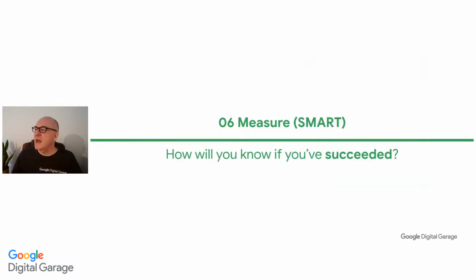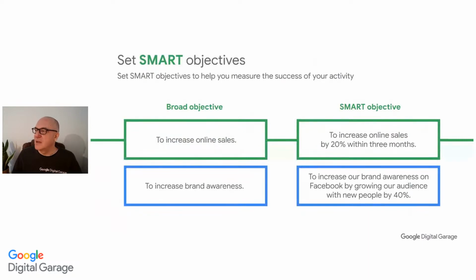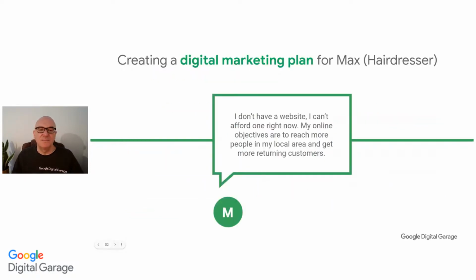And then you're going to measure that through the SMART method to help you measure the success of your activity. So you're always on about the concept of measuring your success. So a SMART objective, if we want to increase our online sales, is to increase our online sales by 20% within 3 months. Then after 3 months, you can measure and see, did you achieve that? Was it realistic to you? To increase brand awareness, do we want to grow our audience with new people by 40%? Again, measurable things that you can actually look at and see if they've worked or not.